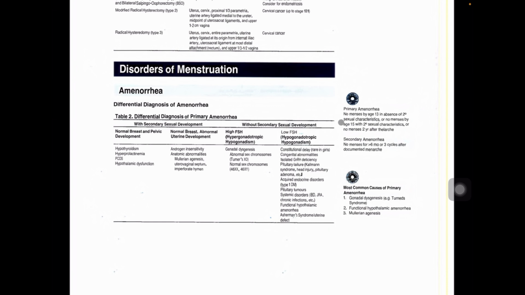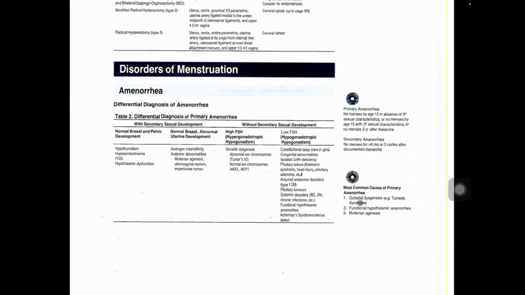Now here you see primary amenorrhea: no menses by age 13 in the absence of secondary sexual characteristics, or no menses by 15 with secondary sexual characteristics, or no menses 2 years after thelarche. So no periods irrespective by 13, irrespective by 15, or after 2 years of thelarche, but no periods at all. Secondary is for no periods for more than 6 months or 3 cycles after documented menarche. More than 6 months, 3 to 6 months.